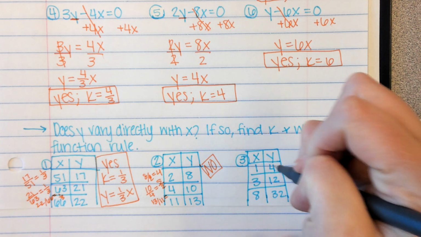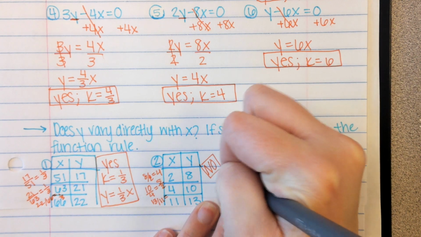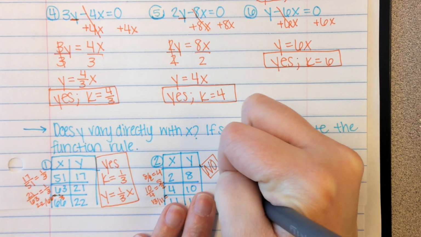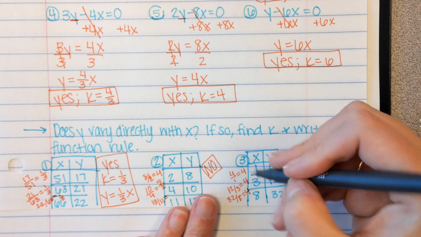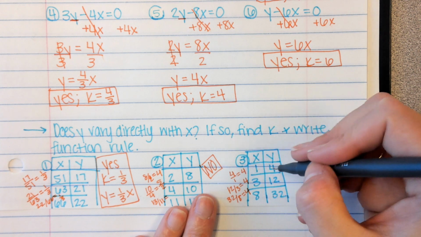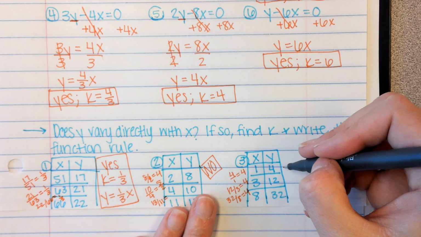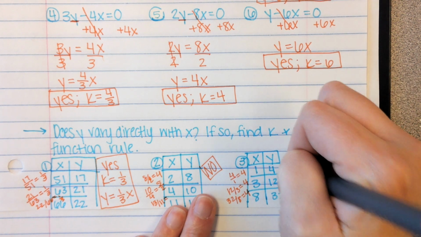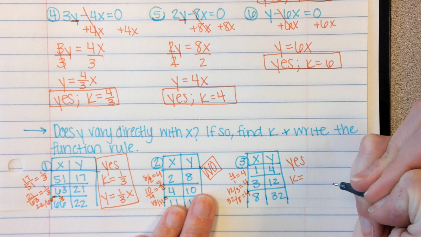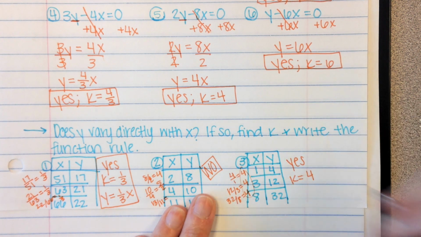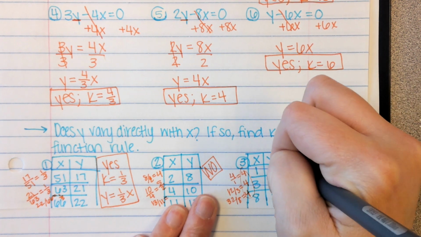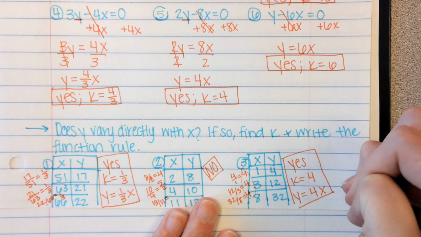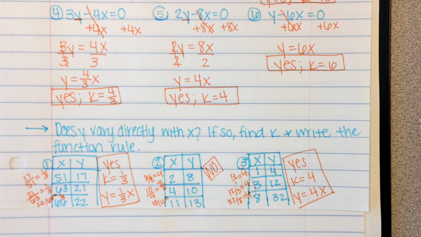Okay, let's talk about it. So 4 divided by 1 is 4. 12 divided by 3 is 4. 32 divided by 8 is 4. So we're getting the same thing. You can multiply x by something and get y. So our answer is yes. What's our k value? 4, because that's what we're multiplying by. And our equation is y equals 4x. Okay, you have some problems very similar to this in your Math Excel work. Use these as examples, and you should be fine.